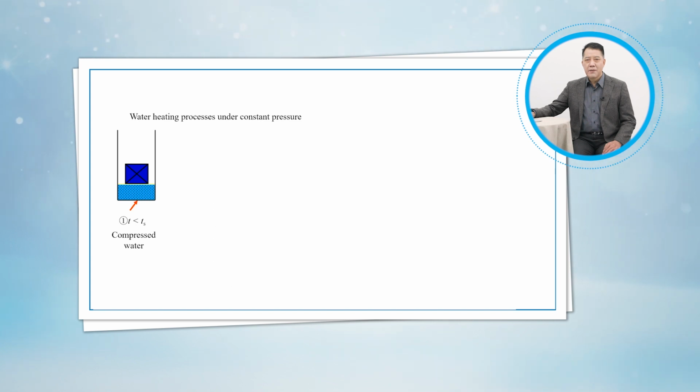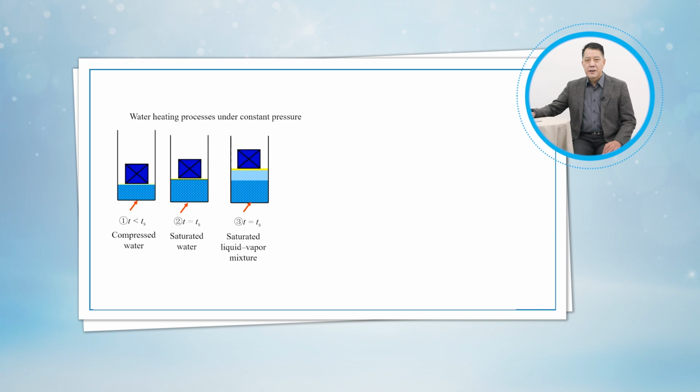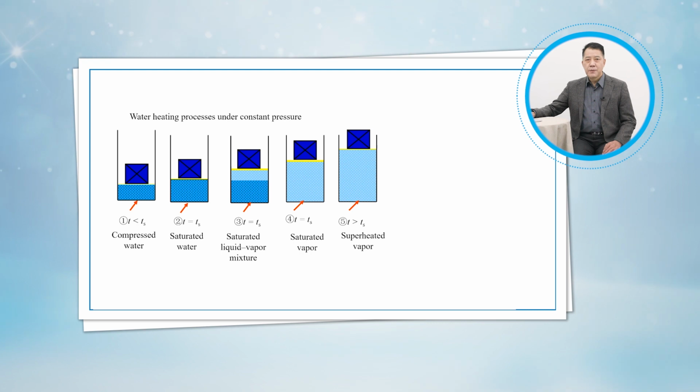The state of the water will change to State 2. The water is in the saturated liquid state. State 3. The water is in the saturated liquid water mixture state. State 4. The water is in the saturated vapor state. State 5. The water is in the superheated vapor state.